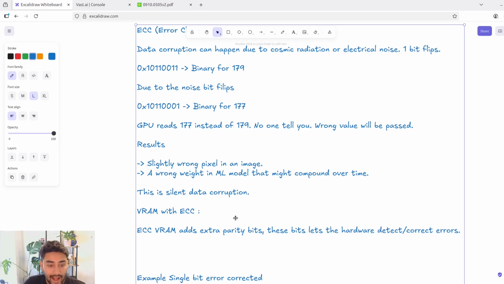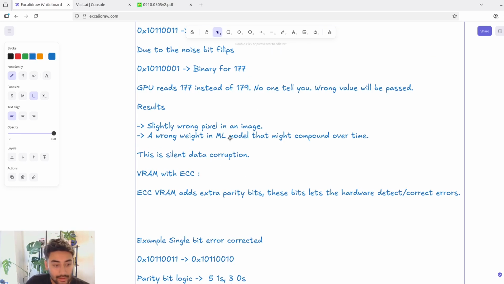If you don't have that, then you can't run your production workload with a VRAM like that, because these kinds of errors will be completely missed. Silent data corruption will happen, and then you will get wrong results, right? So that's one spec to keep an eye on.